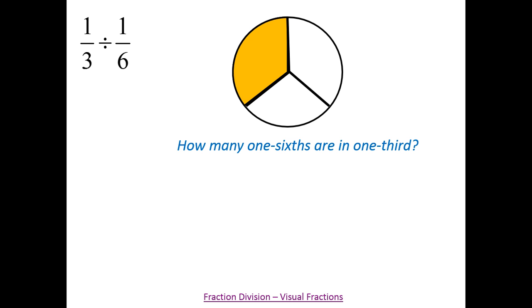So we need to be able to see how many sixths there are by dividing our whole into 6 equal pieces. So now concentrate on the yellow part. That's the 1/3. How many pieces do you see in there that are a size of 1/6? There are 2 of them. So 1/3 divided by 1/6 is 2.